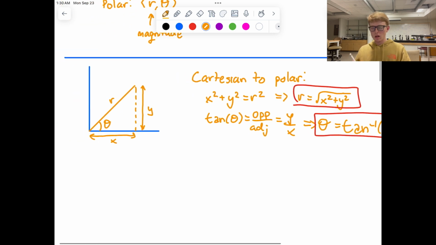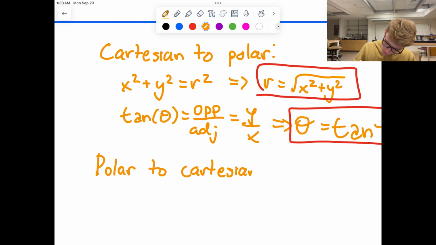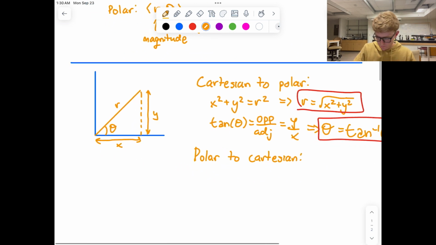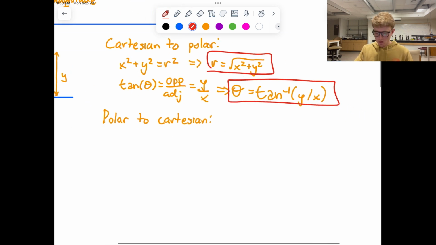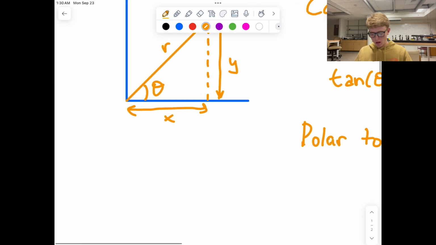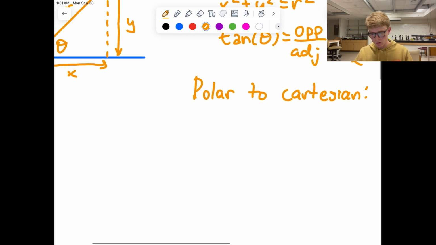Now let's go from polar to Cartesian. Remember in this case, we have r and theta, and we want to find x and y. So just keep that in mind, that's our goal here. Let's find x first. If we want to find x first, x is going to be our adjacent side. We know r, that's our hypotenuse in this case.